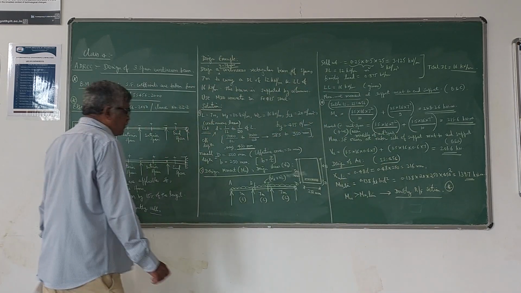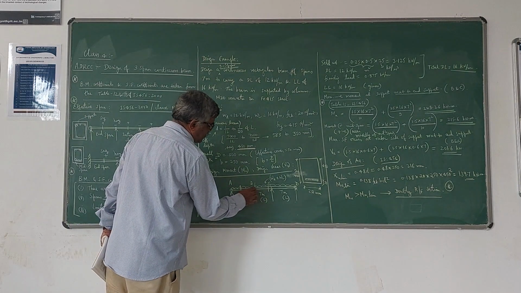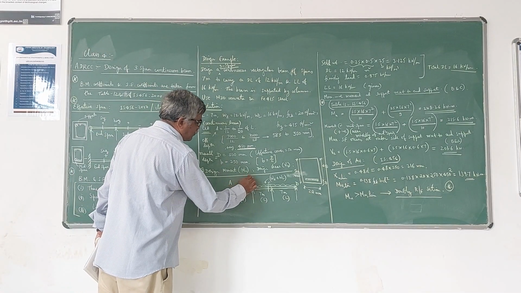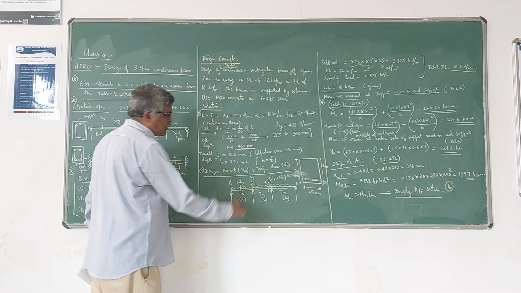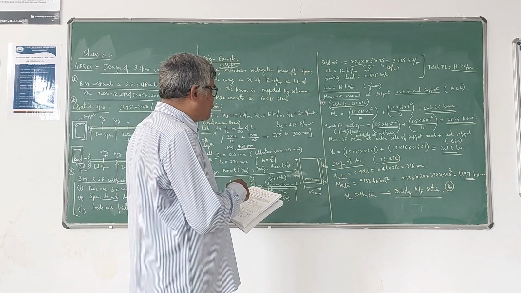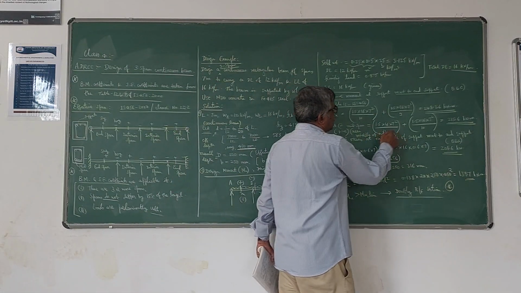Near middle of end span means here. So here we have the maximum positive bending moment. Maximum negative bending moment occurs here. Maximum positive bending moment occurs here. The coefficients there, he has given positive coefficients 1 by 12 and 1 by 10. You can see the table. So 1 by 12 and 1 by 10.